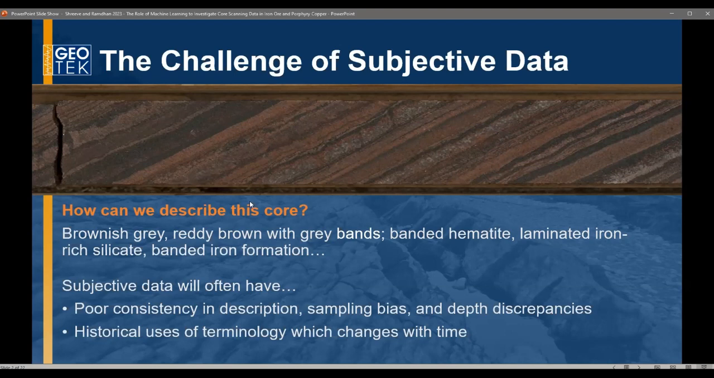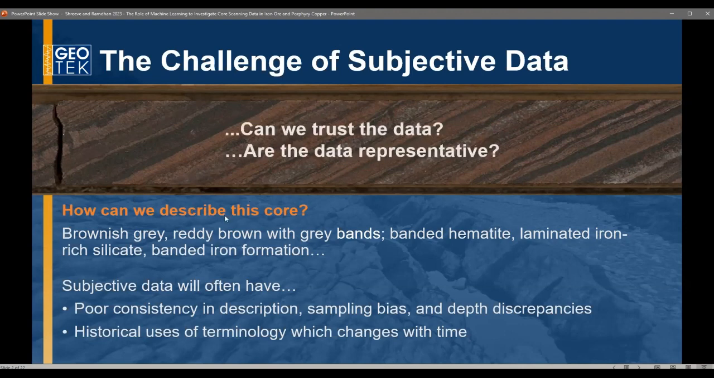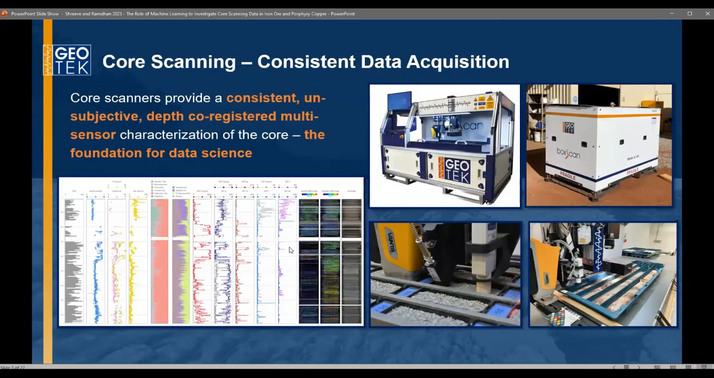We also need to deal with subjective data in a historical sense. Terminology in geology changes with time. What we call one thing one time, and what geologists like to describe, and then we change the rules and call things differently. So this data set often doesn't lend itself quite well to dealing with the more common data science techniques. And of course, it leads us to two questions. Can we trust this data? And are these data representative of the rocks that we want to try and mine and extract? And so this is often the challenge with subjective data, and where core scanning instruments come in.